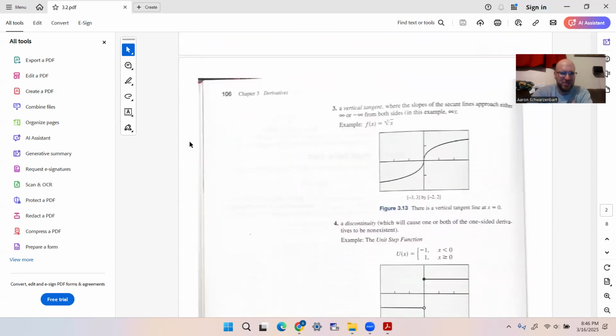There is a vertical asymptote. The derivative does not exist on a vertical asymptote because vertical lines have an undefined slope. So that one is just getting steeper, steeper, steeper until it's going the other way. That's known as a vertical asymptote. The last one is just simply a discontinuity. A derivative never exists at a discontinuity.